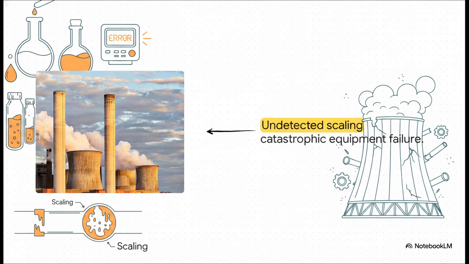Because, look, a miscalculated drop of reagent, or a meter that's read wrong, doesn't just make your report look messy. It leads straight to undetected scaling. We're talking massive energy waste and complete equipment failure. This catastrophic breakdown is exactly what's at stake when laboratory protocols fail.